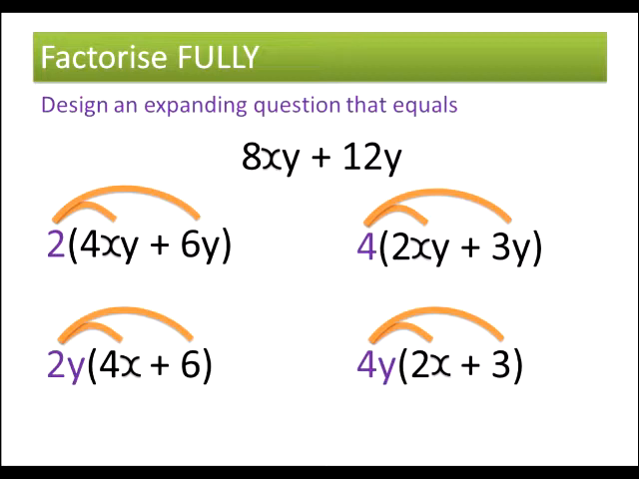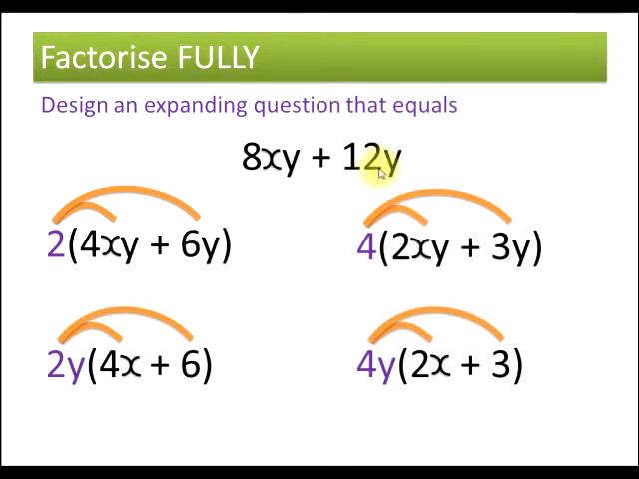Now, what we would say is keep it simple, keep positive numbers on the outside. You can see I've come up with 4 different answers, and what we actually say is this is the only answer we're interested in. This is what we call it when it's been factorized fully.